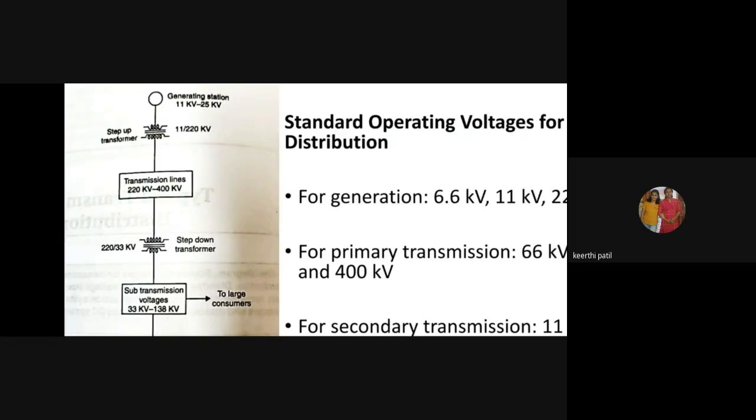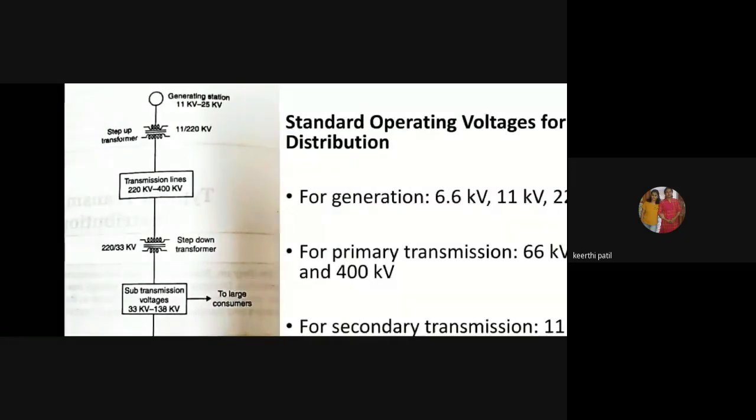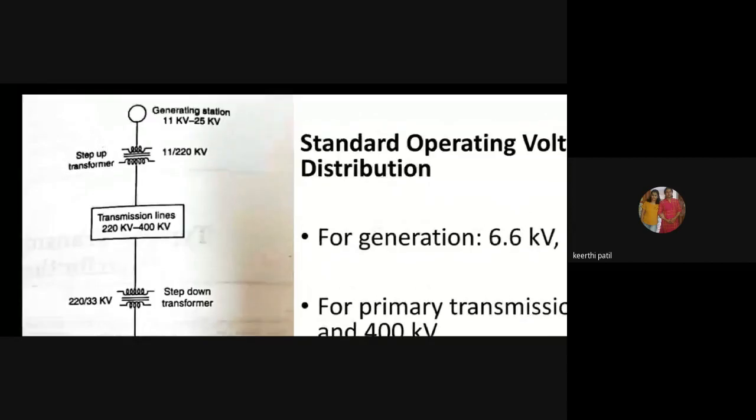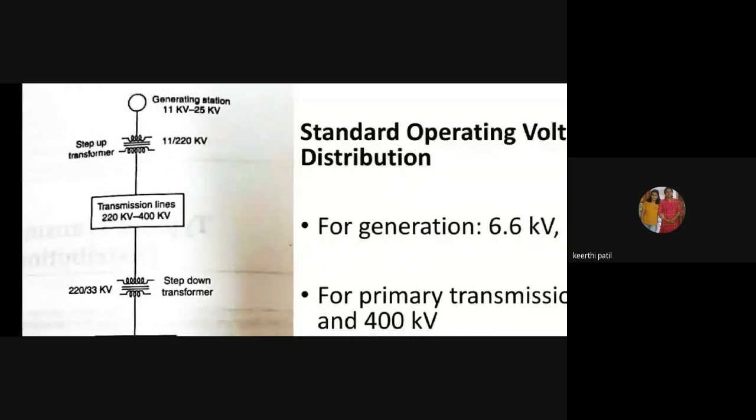From the generator, it goes to the step up transformer. Stepping up to what voltage? 11 kV to 220 kV, as you can see. I hope everyone can see the diagram. Yes, ma'am. Okay.